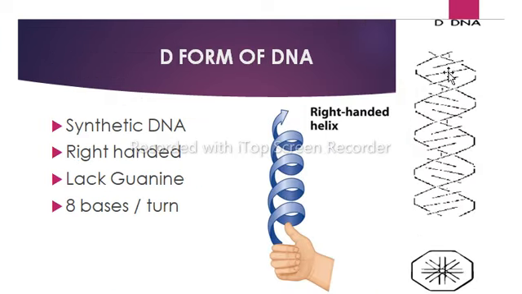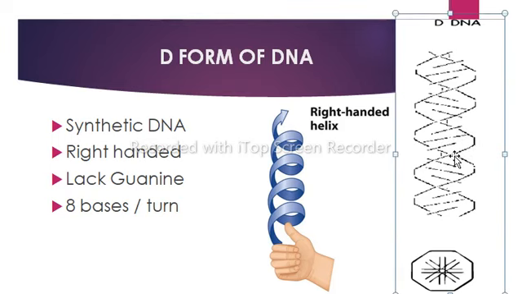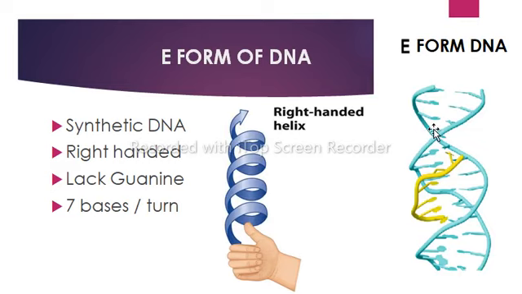D form of DNA is artificial or synthetic DNA. This form of DNA is a right-handed double helix twisted around each other, and the D form lacks guanine nucleotide. They contain 8 base pairs per turn. E form of DNA is synthetic DNA, just like C and D form of DNA. Also they are right-handed DNA like other forms except Z form, because that is left-handed DNA. They lack guanine nucleotide and have 7 bases per turn.